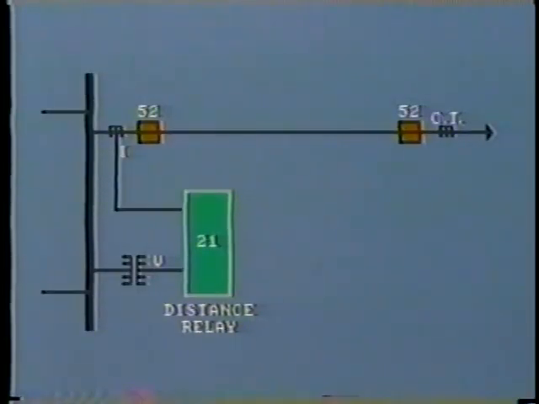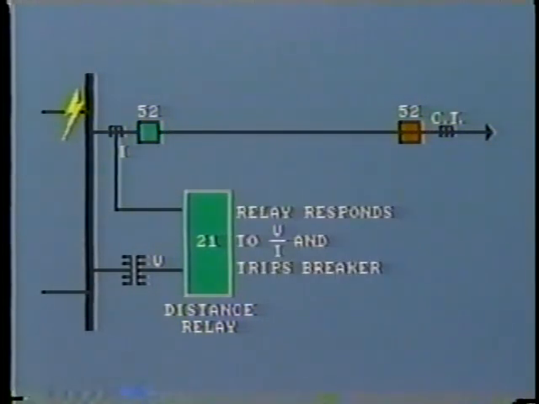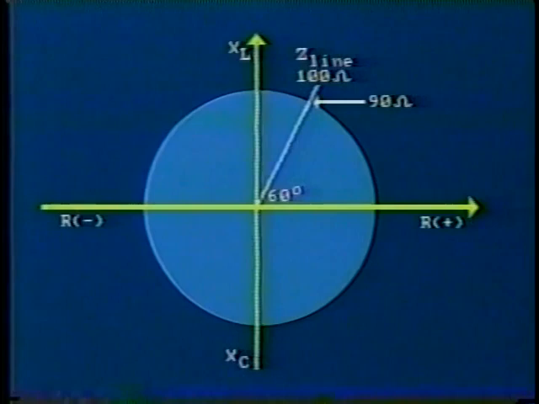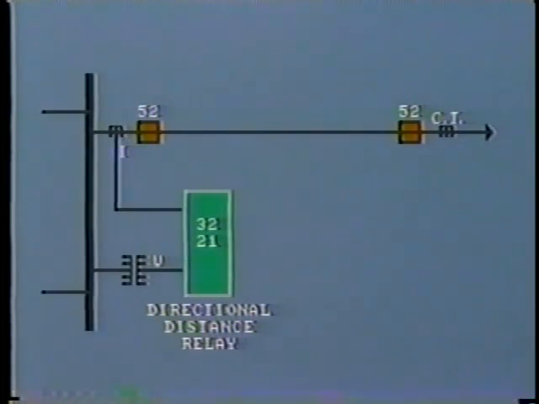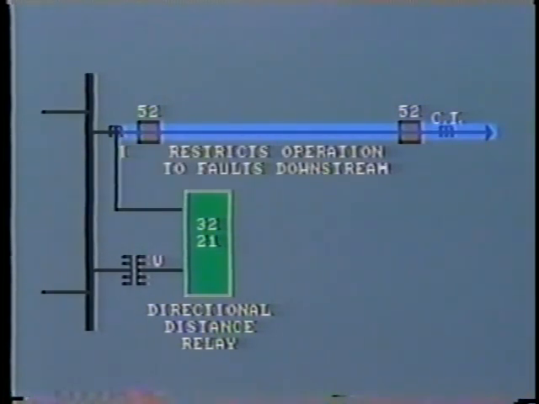In fact, it would trip for a fault upstream, that is, on the bus or on the line feeding the bus. Look, even though current through the CT is reversed, the relay still responds to high current in relation to voltage. That is, it sees a low impedance. On the circle diagram, this operating point would be out here in the third quadrant. To avoid this problem, directional relays, device number 32, are usually combined with balanced beam relays in order to restrict operation to faults downstream of the relay. So this first quadrant is the part of the circle diagram which interests us.